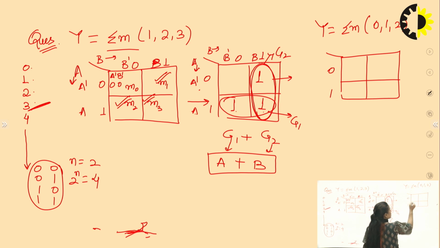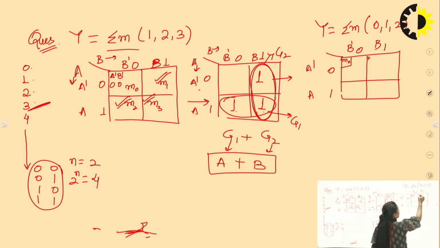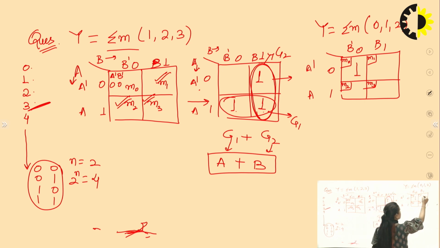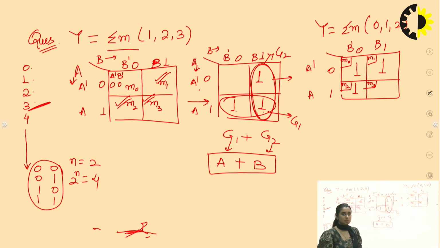Now this is 0, 1, 0, 1 or A dash, A and B dash, B. Now I'll have to fill in 0, 1 and 2 positions. So in this corner I'll write M0, here M1, here I'll write M2 and here I'll write M3. So I have to fill ones at the positions 0, 1 and 2. So I'll fill 1, 1, 1. So these are the 3 positions occupied.